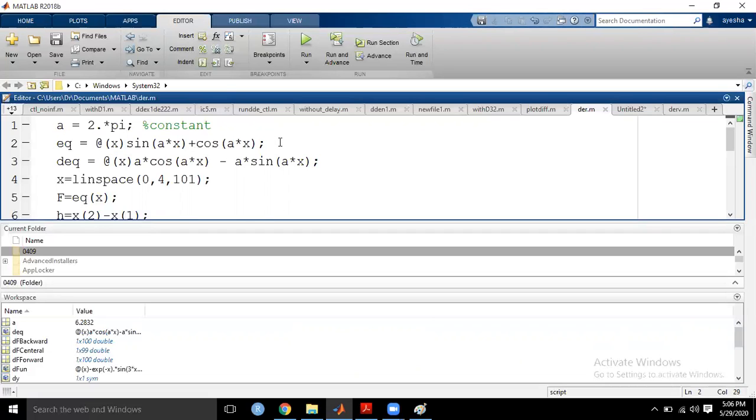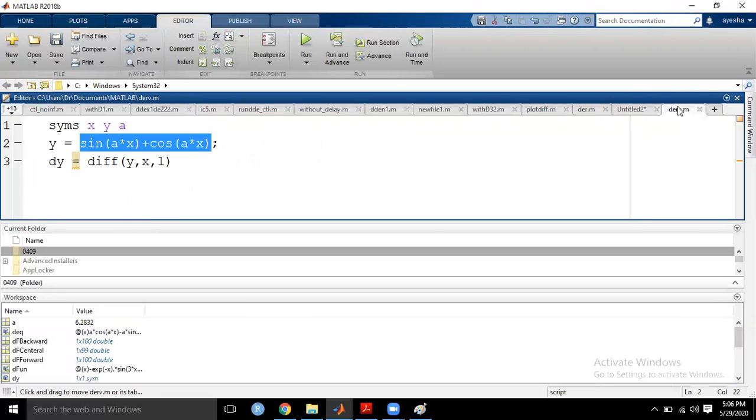This is the most important thing. Why have I used the at-the-rate sign before x? I am saying that the function is depending on x. Now DEQ: how did I find the derivative of this function? That is very easy. We can always find the derivative of a function. And how do we find it?